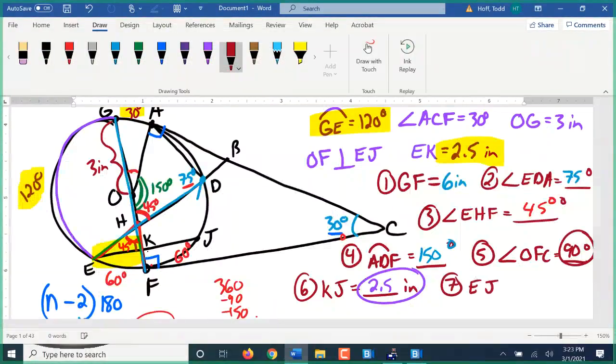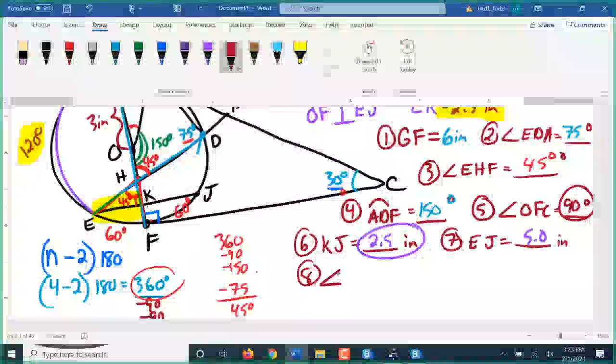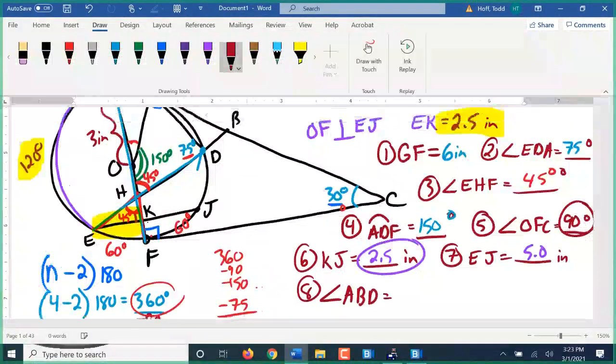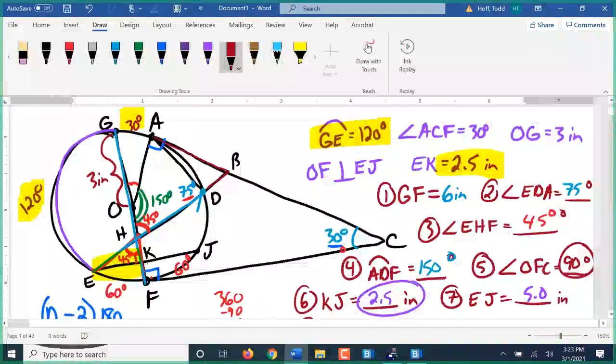What's the length EJ have to be? Careful. Add them together. There you go. 5.0 inches. And finally, ABD. ABD is right out here.